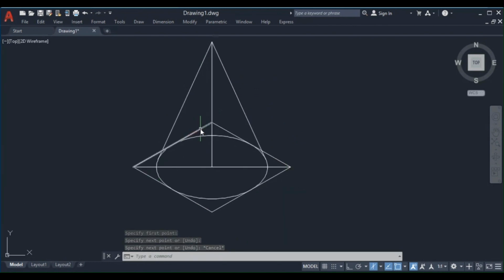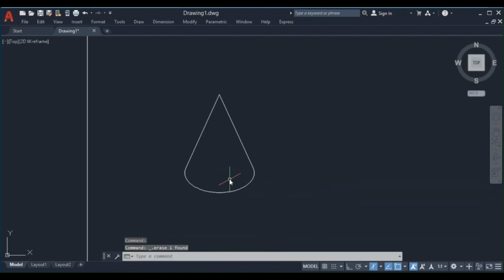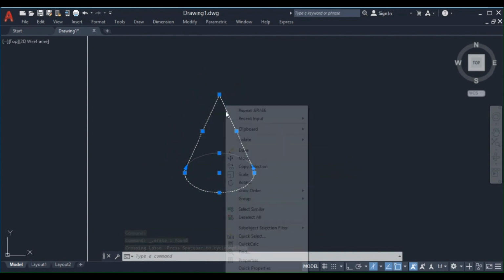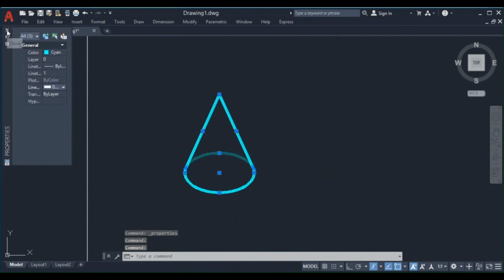Right? Now remove the portions which are hidden. Only this is a portion which is visible. Yeah, inside portion is hidden. Are you able to follow? Yes, sir. So see that inside portion is hidden.